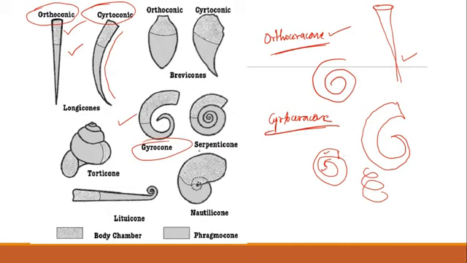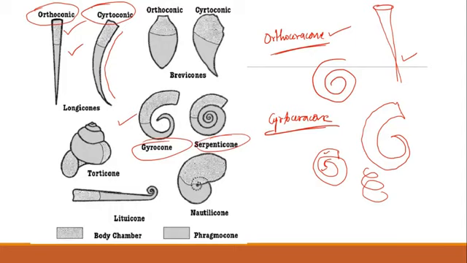Have a look, this is a serpenticone. This is same as your tarfeceracone. You can see that it is completely coiled and your whorls are touching each other. Then you have your trochoceracone. What is this trochoceracone? This is a shell that exhibits a helicoid coiling.